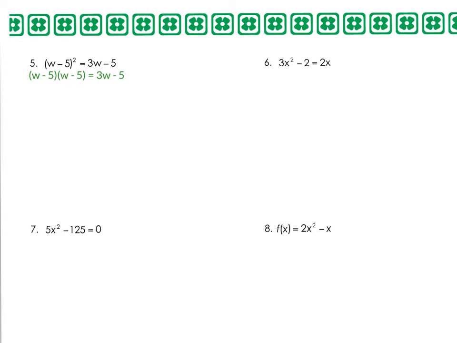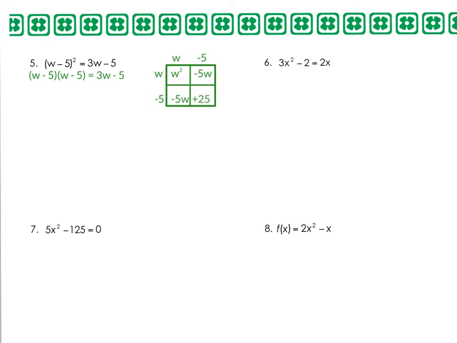Now, to multiply a binomial times a binomial, we're always going to use our area model so that we don't lose our middle term. So off to the side, I'm going to fill in my area model showing w minus 5 times w minus 5. Now w times w gives me a w squared in this first box. W times the negative 5 here will give me negative 5w, and then in the next cell, negative 5 times w will also give me a negative 5w, and then in the last one we have negative 5 times negative 5, that gives me a positive 25.